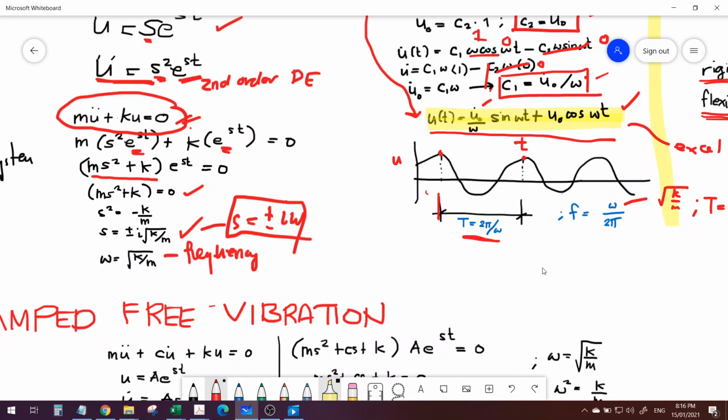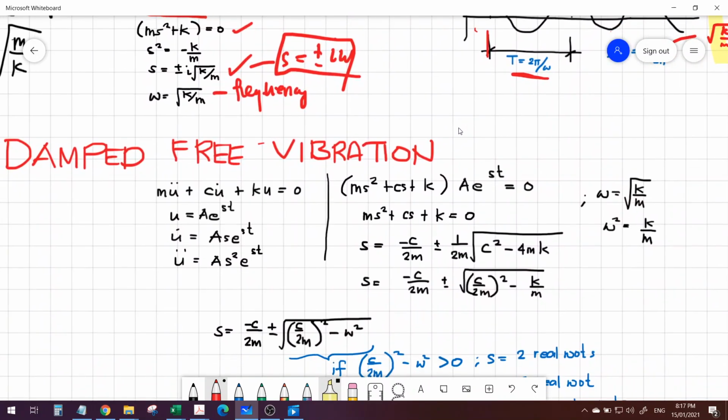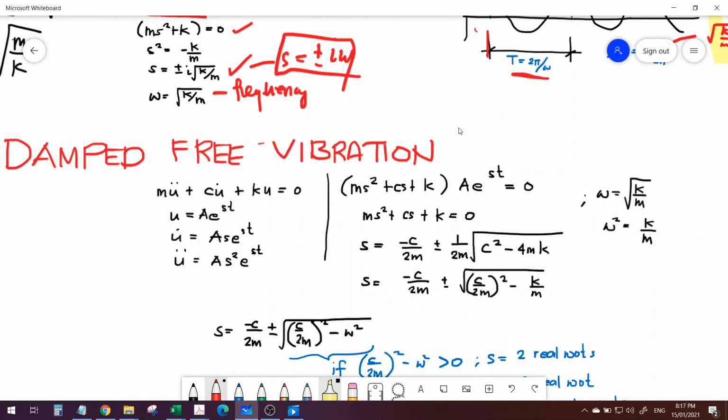Now, let's introduce damping. You have damping in the structure, which is the more realistic case. For a building, we have damping. That is why when a building vibrates during an earthquake, it eventually stops. It stops because you have damping. So now your equation of motion is m u double dot plus c u dot plus k u is equal to 0.